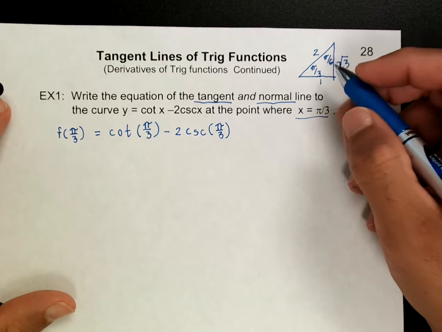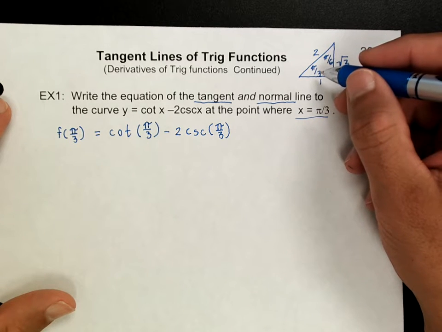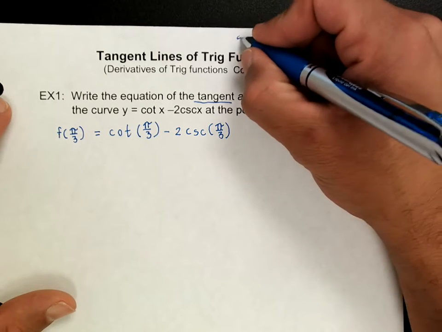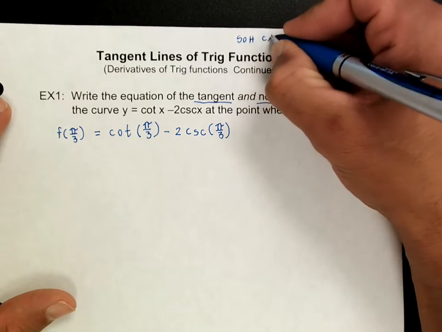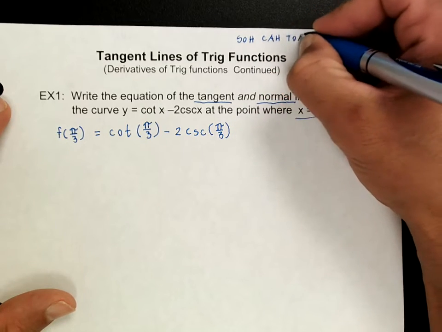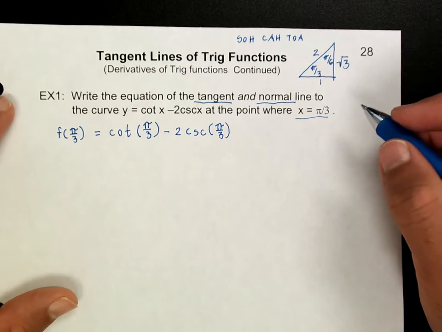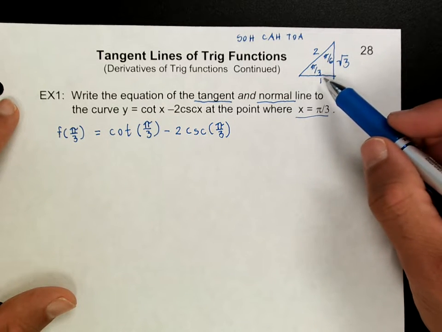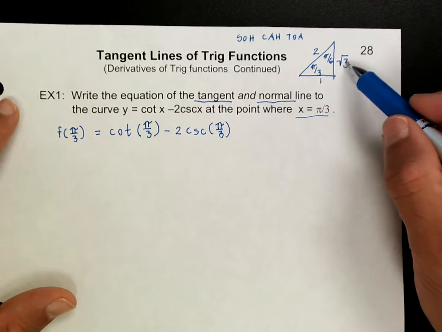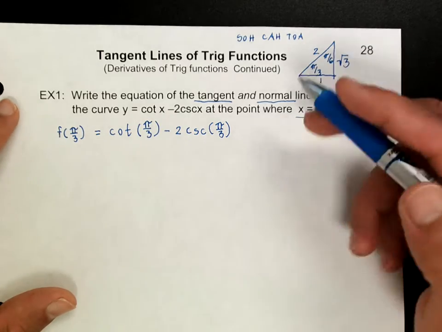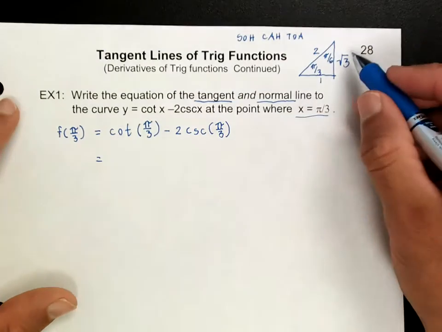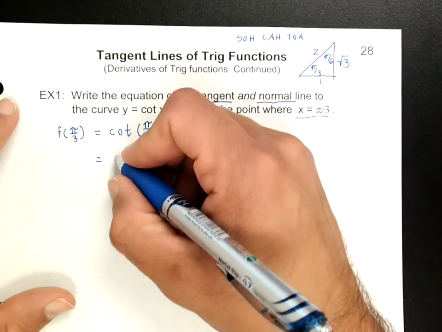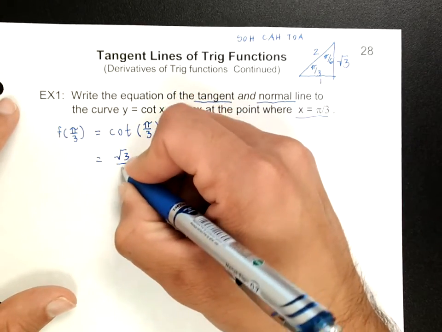Let's see, pi over 3 cotangent, so I've got to write my SOHCAHTOA here. That would be adjacent over opposite. So the cotangent of pi over 3 would be 1 over square root of 3. But if I simplify that, I would get square root of 3 over 3.